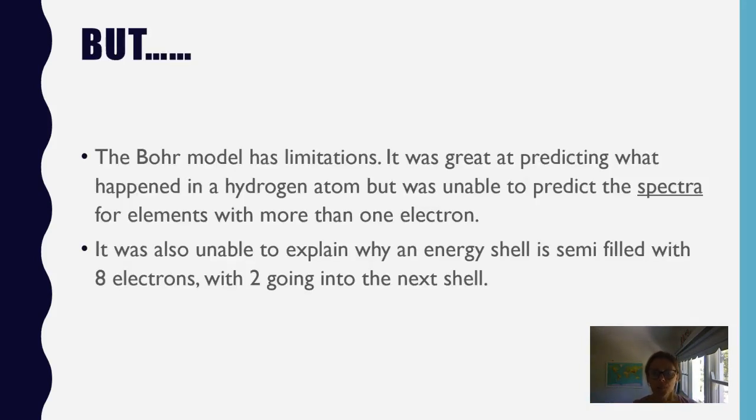So the problem with the Bohr model was it did have some limitations. It was really good at predicting for hydrogen, but it wasn't able to predict for elements with more than that one electron. And it also wasn't able to predict why we put 2 in that 4th shell before filling the whole 3rd shell. So it was a big step in the right direction, but it wasn't the full story.